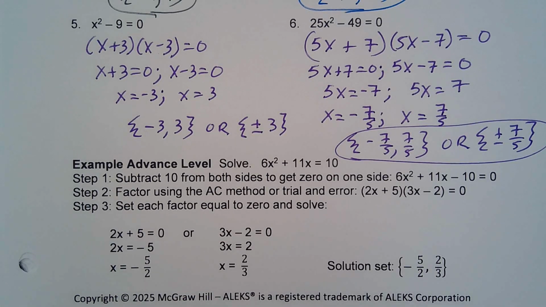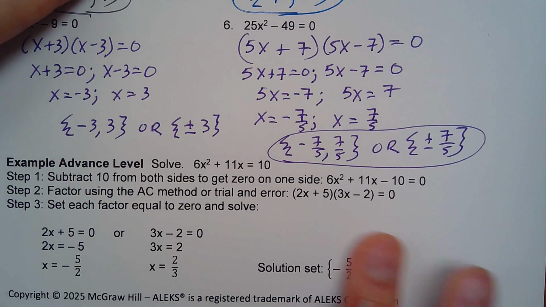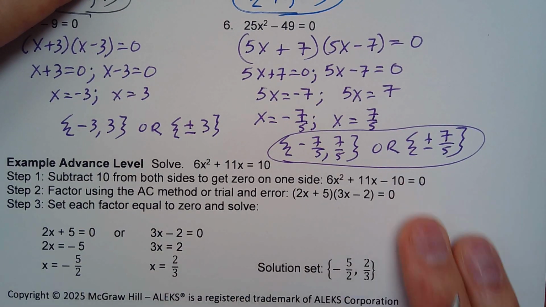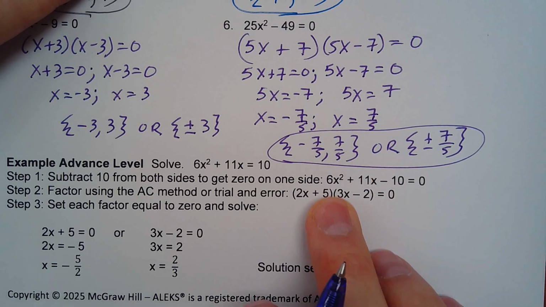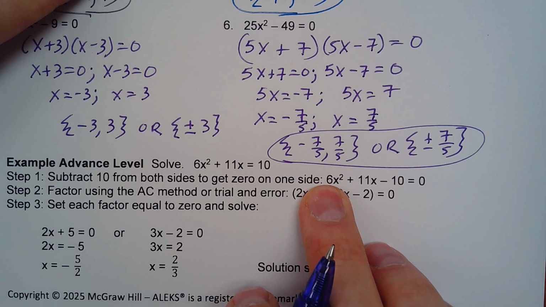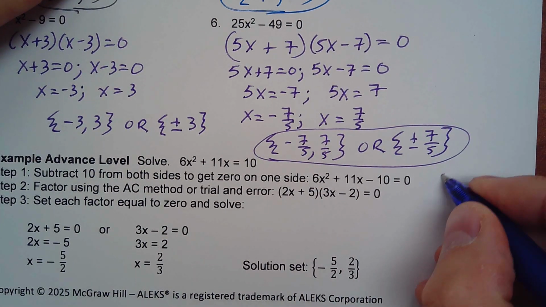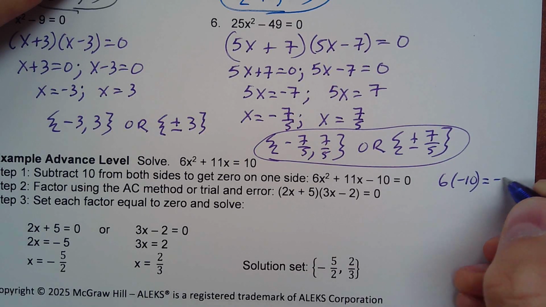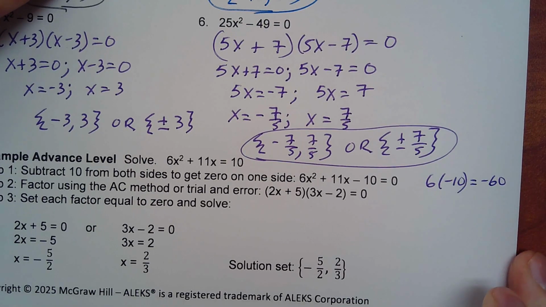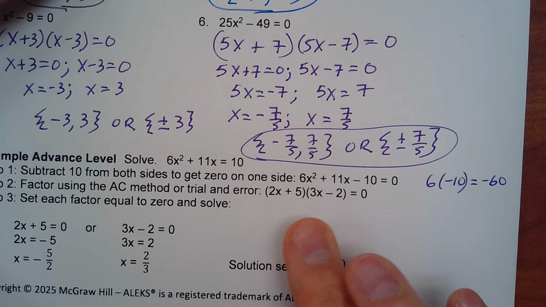Now, let's see how that works. They didn't write it out here, but let's just, on the side, make sure we know how we got from here to here. So if I'm doing the AC method, I'm going to do 6 times the negative 10. That's equal to negative 60. And I want to find factors of negative 60 that add up to 11.